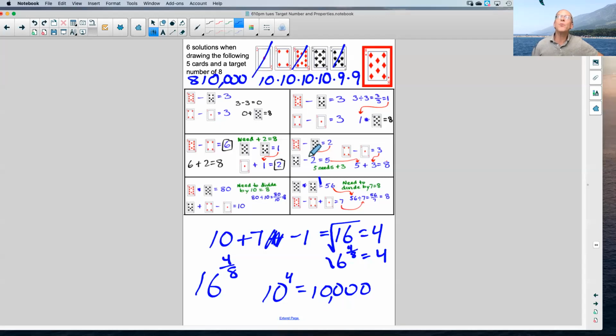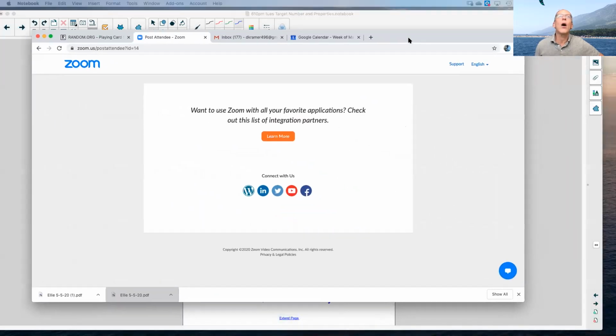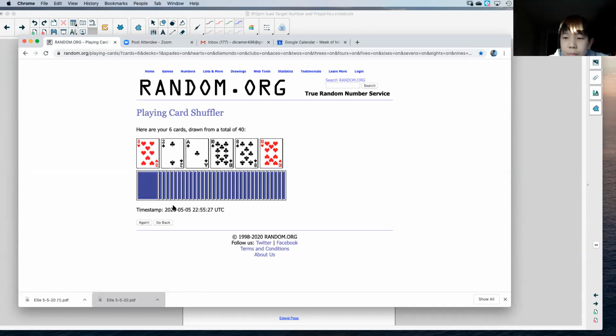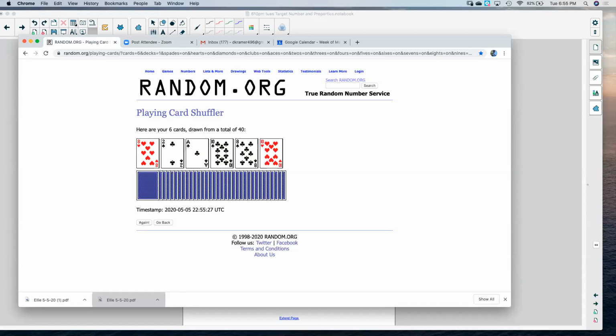Okay, so here's what I'm going to show you right now. I'm going to introduce you to another version of one of my favorite sites. And I sent you the link. It's called random.org. I programmed it to take out the jacks, the queens, and the kings, and it will yield only 6 cards. So I'm literally going to now grab these cards, and I want you guys to come up with elegant solutions.